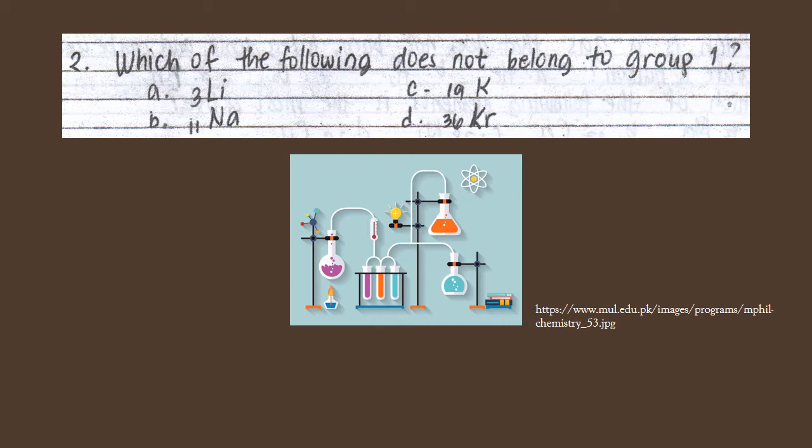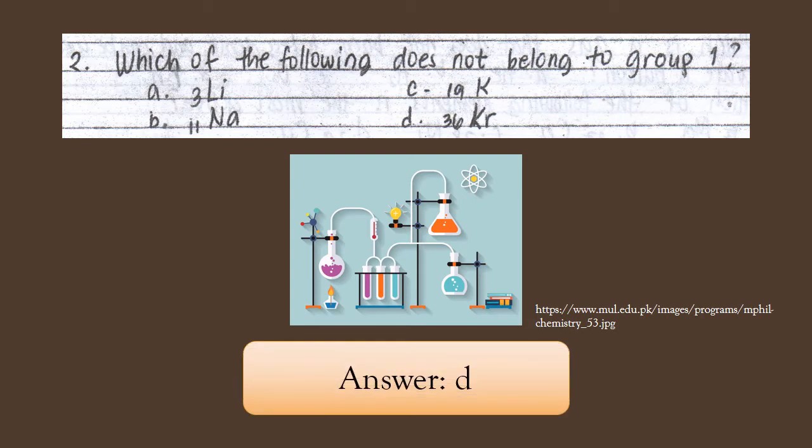Number 2. Which of the following does not belong to group 1? Letter A, lithium, letter B, sodium, letter C, potassium, or letter D, krypton? Now the answer is letter D, krypton.